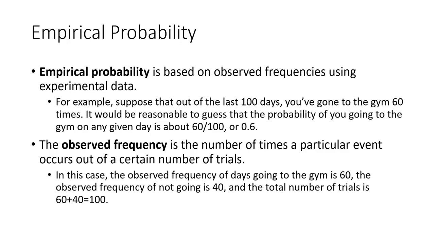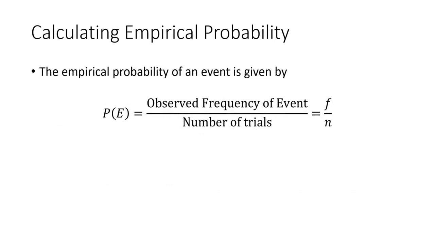What we call the observed frequency is the number of times a particular event occurs out of however many trials. The observed frequency of going to the gym in this case would be 60 out of 100. The observed frequency of not going would be 40. And so if you add them together, you get the total number of trials. So if we want to find the empirical probability, it's just the observed frequency of some event divided by the number of trials. Very similar in a way to the theoretical probability, except that this one is based on actual measurements, whereas the theoretical probability is based on the assumption that all of the possibilities are equally likely.